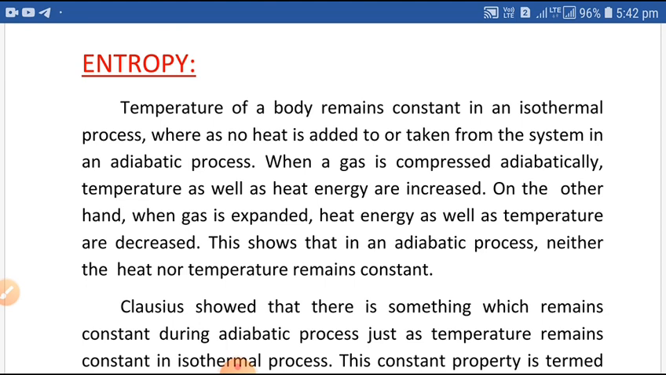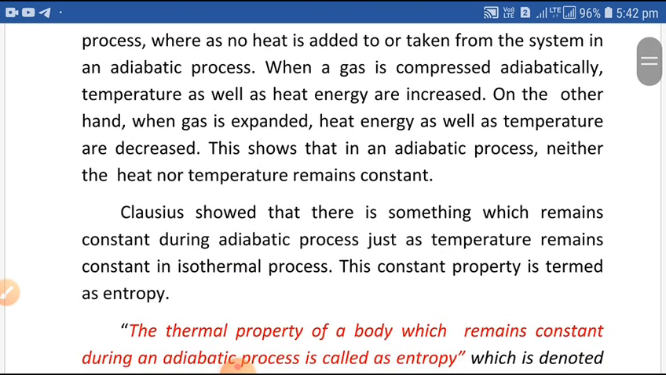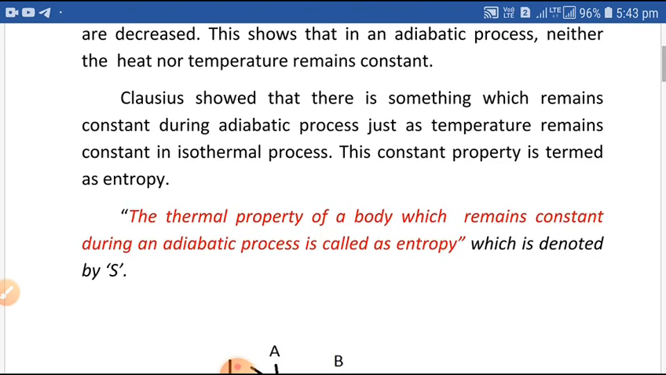But in an isothermal process, temperature remains constant but heat is variable. Okay, you have to put this concept in your mind. Now Clausius showed that there is something which remains constant during an adiabatic process, just like in an isothermal process, temperature is constant. Similarly, Clausius showed that some physical quantity is also constant in an adiabatic process, just as temperature remains constant in an isothermal process. This constant property is termed as entropy. You must remember entropy.